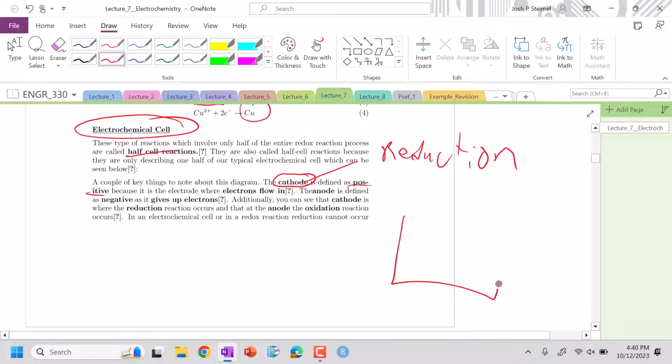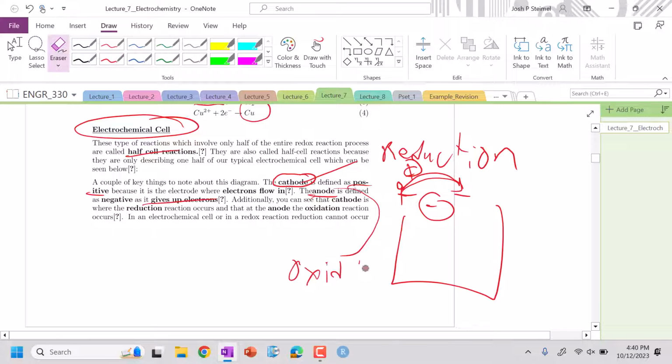When we do that and we have a cell that has positive terminal, negative terminal, when electrons flow this way from negative to positive, that's a positive voltage. If they flow from positive to negative, that's a negative voltage. So typically, that's how you want to set up the cell. So cathode is going to undergo reduction. Anode will give up electrons. That is oxidation. So that's kind of the key language that we're going to use here.